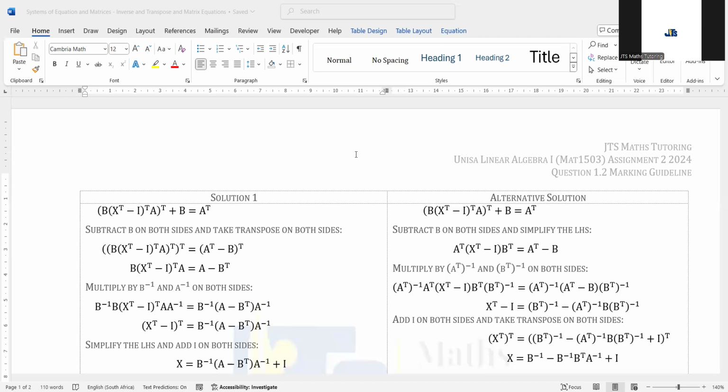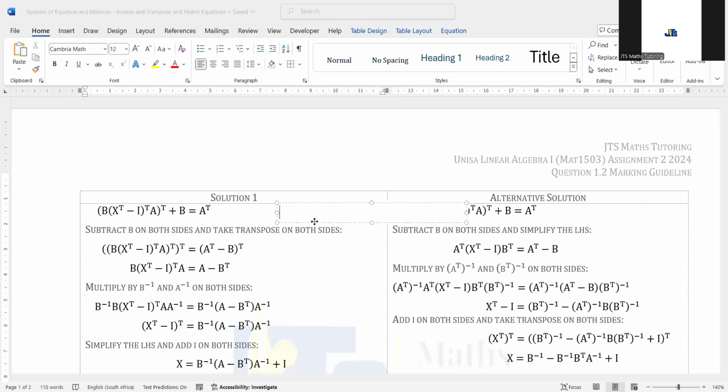But before we delve into the question itself, let me quickly give you one or two laws concerning matrix inverses as well as transposes. Then we come back to the question. Okay, cool. So, right.